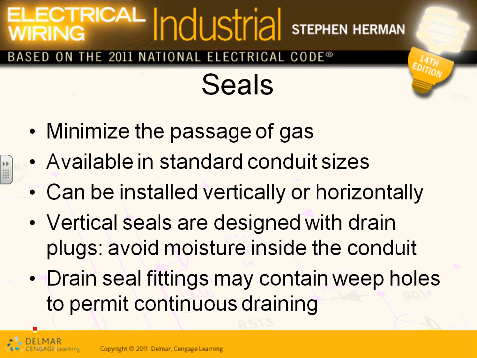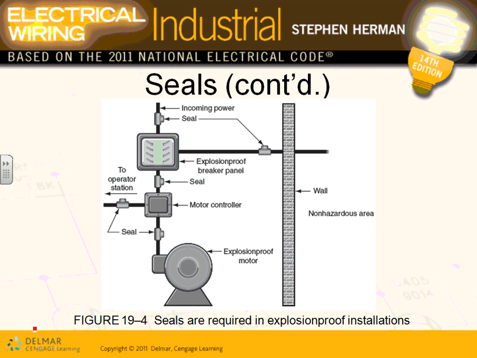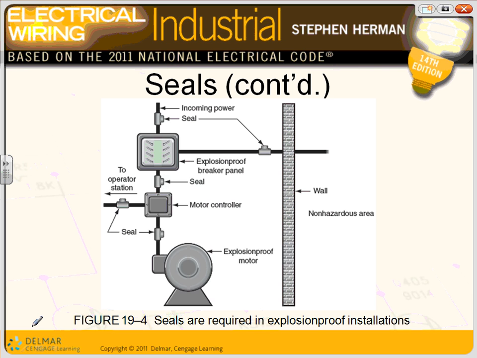Seals. What they do, guys, they have a seal. The seals were discovered years ago. So a couple of things. Can you guys look at this? This is a Class 1 Div 1 location. So your motor has to be an explosion-proof motor in a Class 1 Div 1 location.